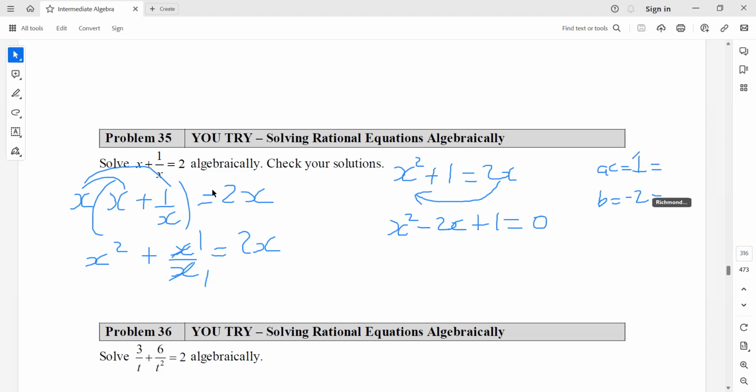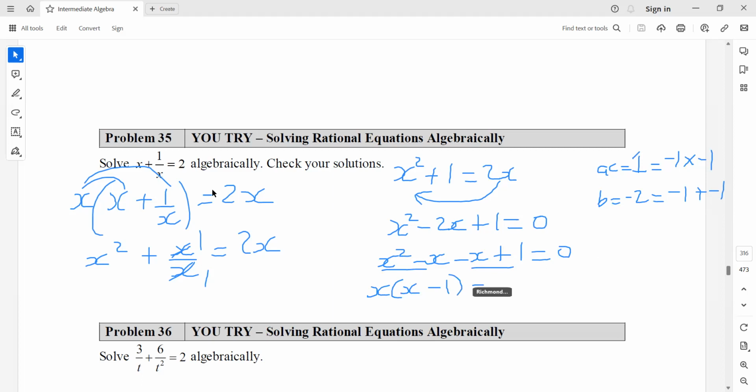So I'm looking for two numbers that would multiply to give me 1 and would add to give me negative 2. So I have negative 1 and negative 1. So negative x and negative x plus 1 equals 0. So x minus 1, minus 1, x minus 1 equals 0. So this and that are common, so they come out.